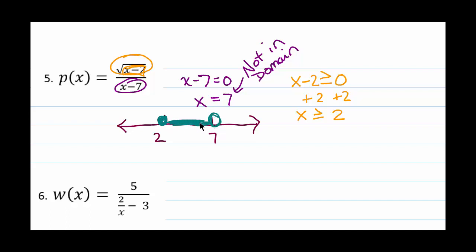So it's greater than 2, but not including 7. And then in this direction also, all the way there. My domain, my lowest possible value is 2, which is included, to 7, which is not included, to then 7 on the other side, to infinity.